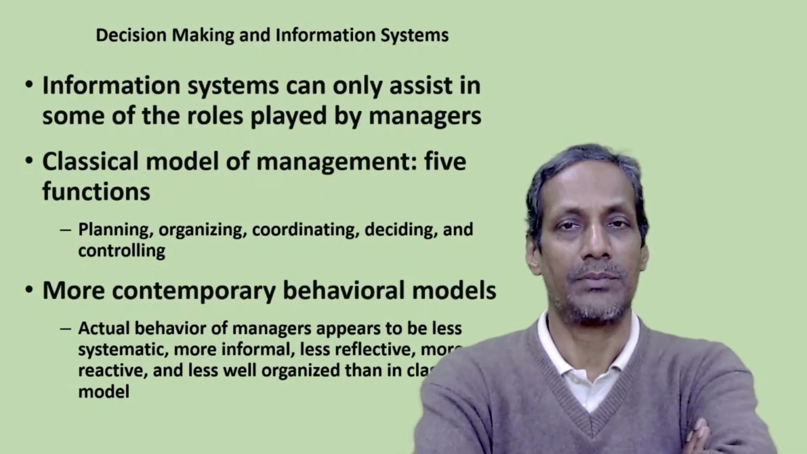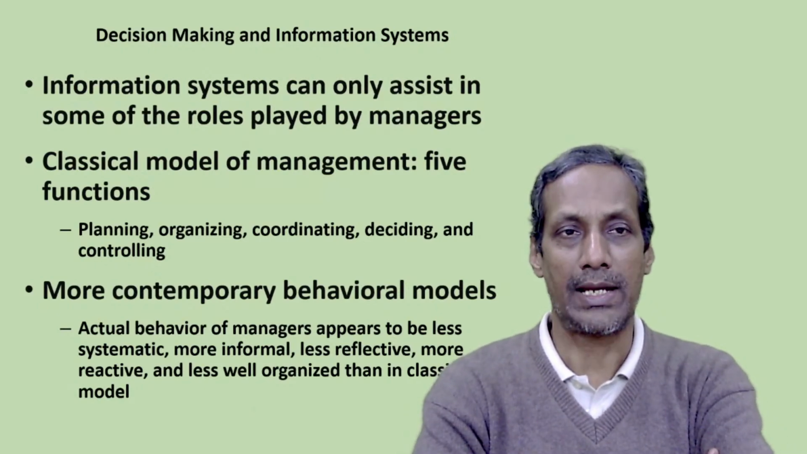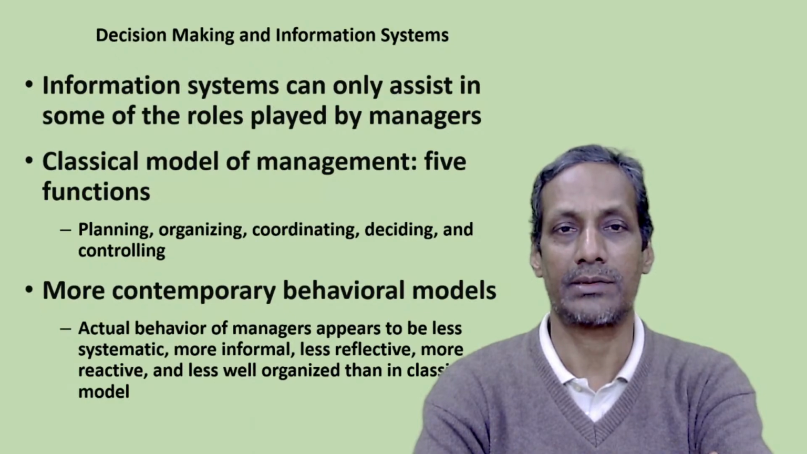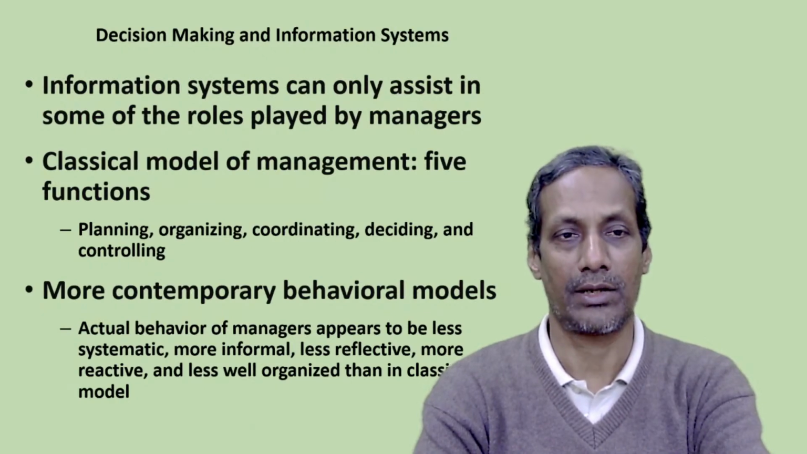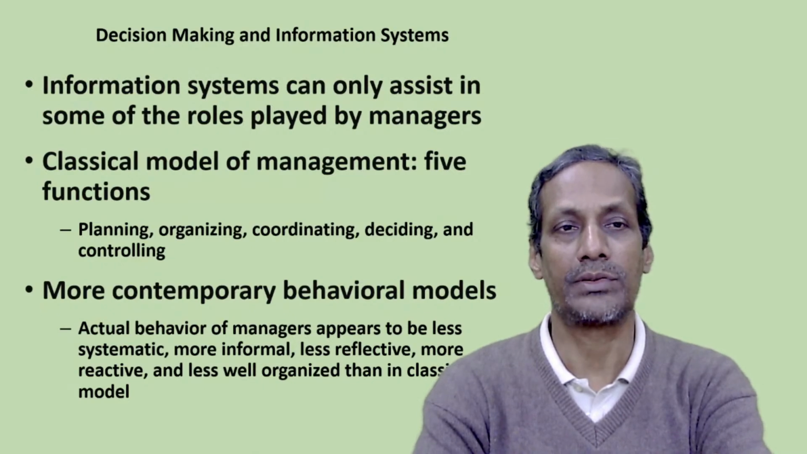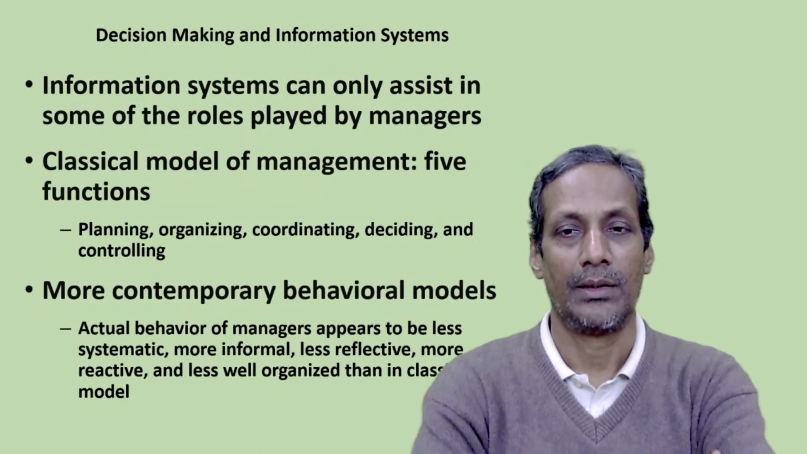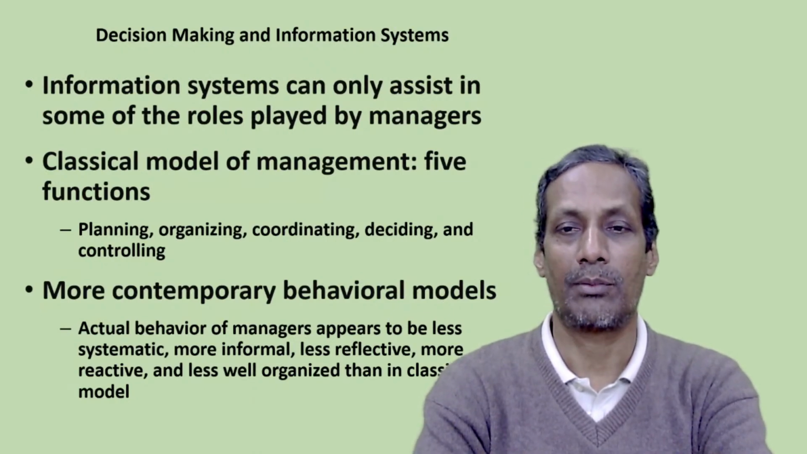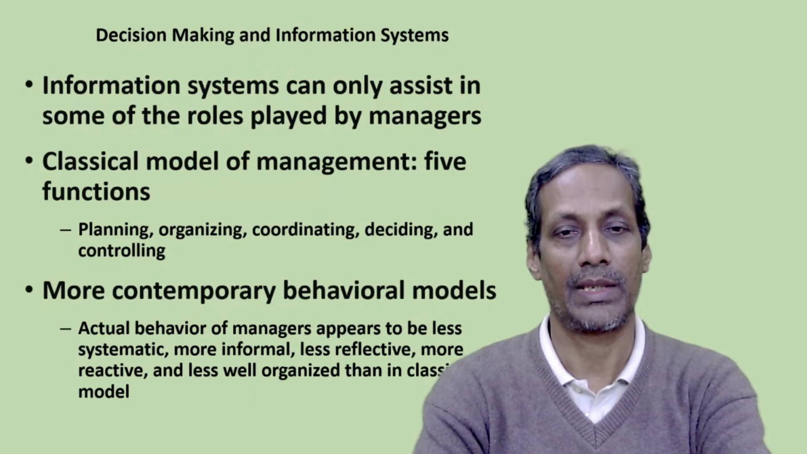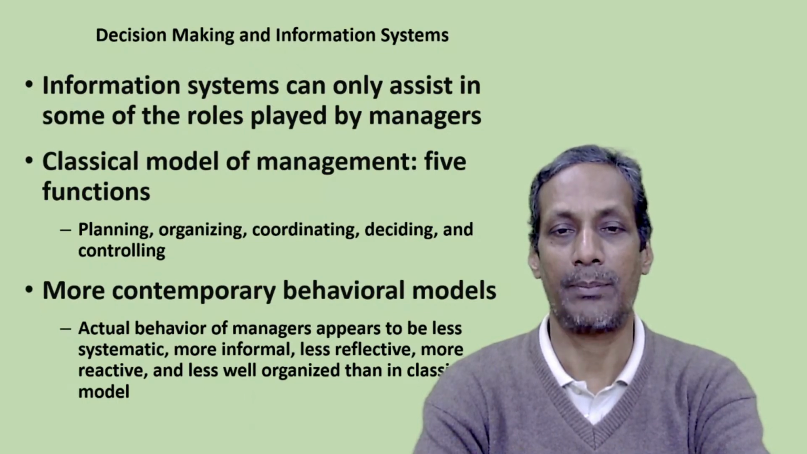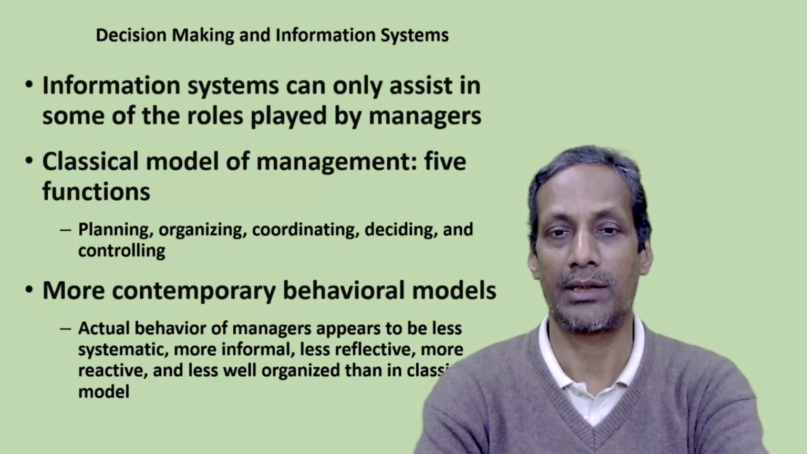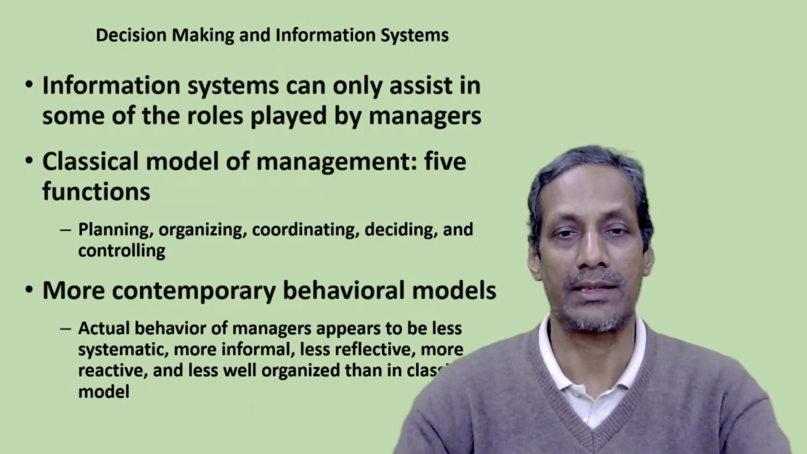So information systems can only assist in some of the roles played by managers. In the classical model of management, planning, organizing, coordinating, deciding, and controlling are the five functions that the classical model devises. But today, more contemporary behavioral models have come up wherein the actual behavior of managers appears to be less systematic, more informal, less reflective, more reactive, and less well organized than in that classical model.